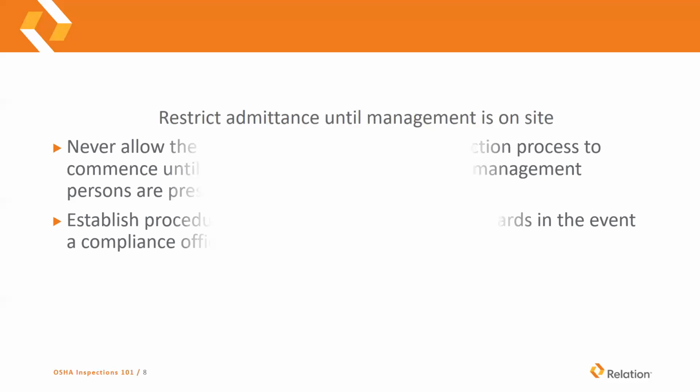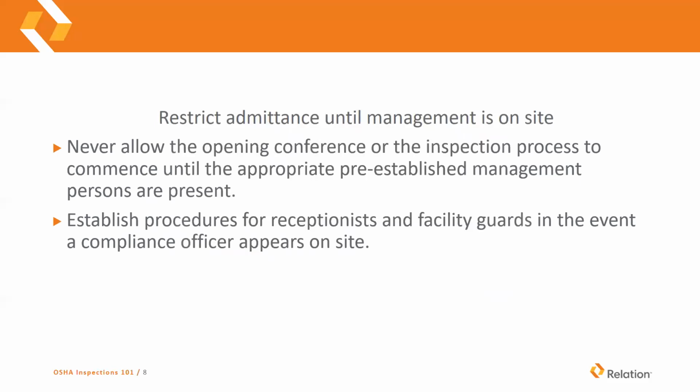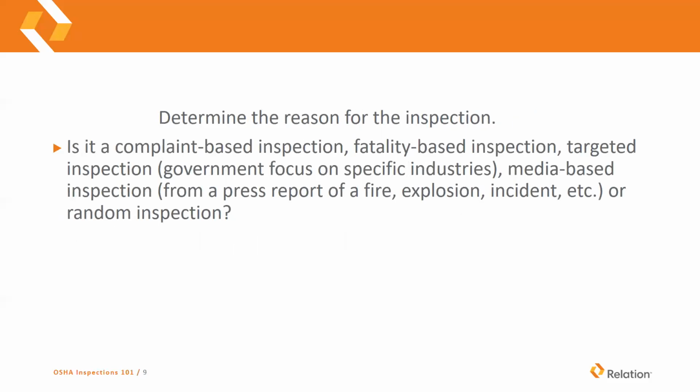So the first one is restrict admittance until management is on site. You never want to allow the opening conference or the inspection process to commence until the appropriate pre-established management persons are present. Typically, an inspector will give you some time for those people to arrive if it's reasonable. It also depends on the mood of the inspector and what they think is reasonable. You also want to establish some procedures for your receptionist or your facility guards in the event a compliance officer appears on site.